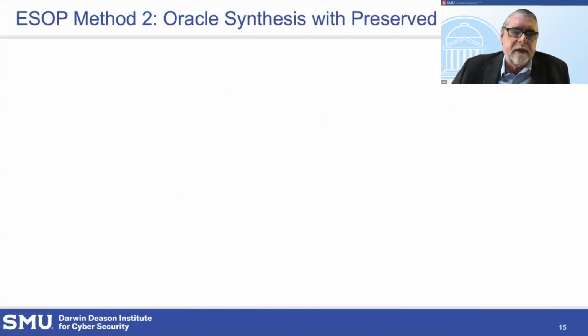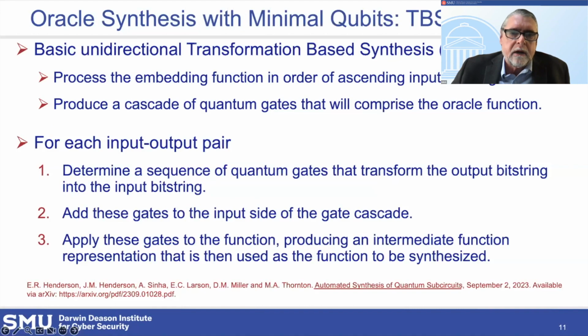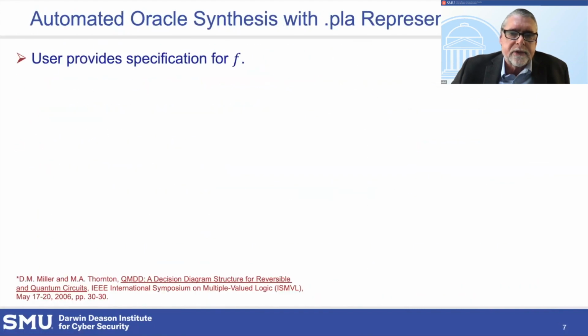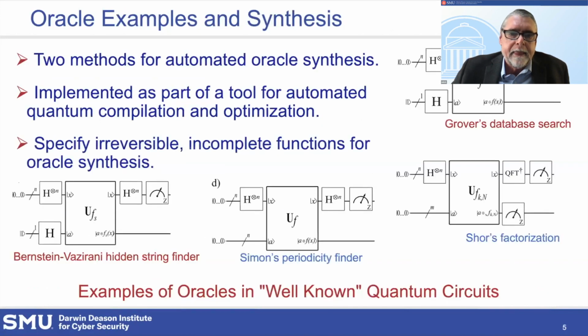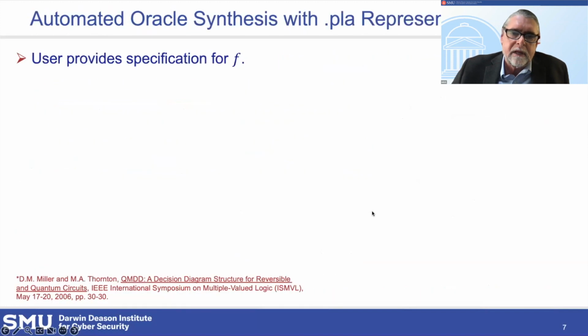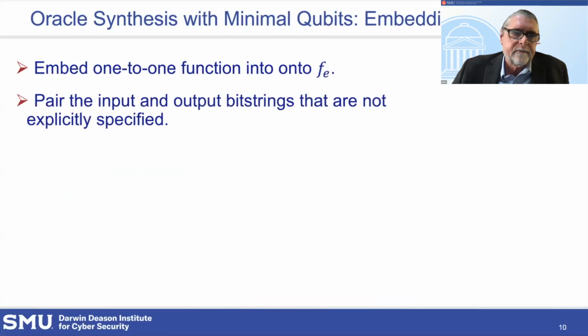And the second method is a method that preserves the domain qubits. And if I go back up to the earlier slide that showed the examples, I want to point something out. Many of these well-known patterns use the domain variables after the oracle has been evaluated. They require copies of the domain variables. And for that reason, this second method is applicable in that case.